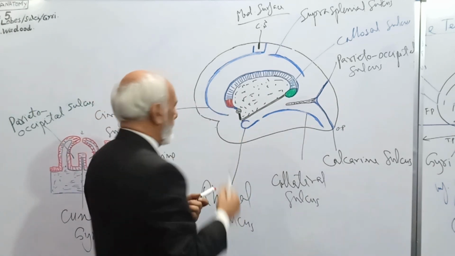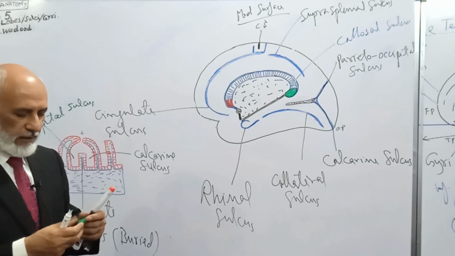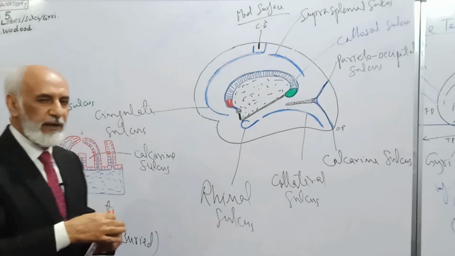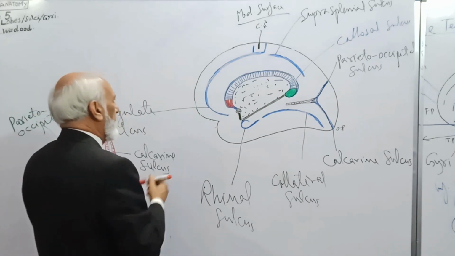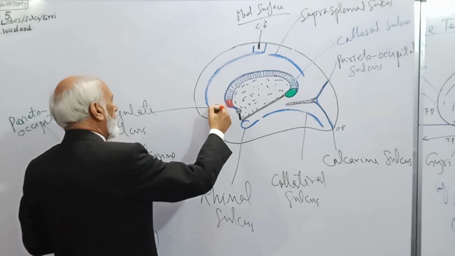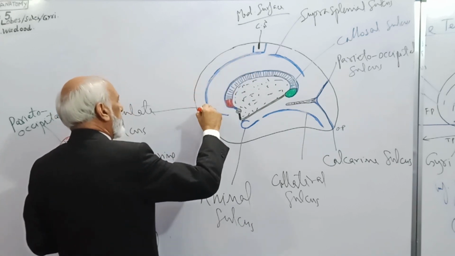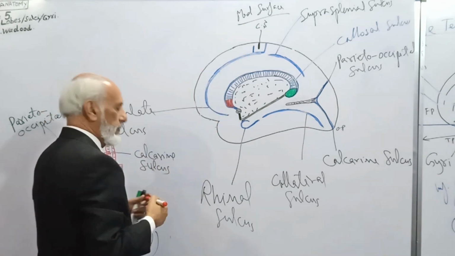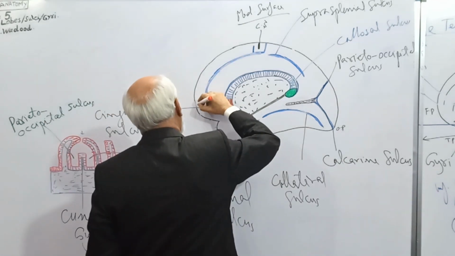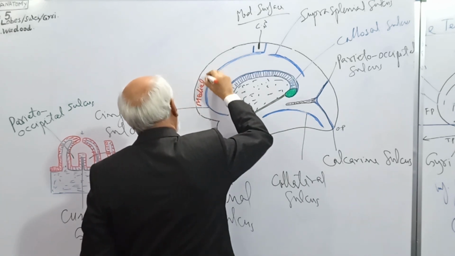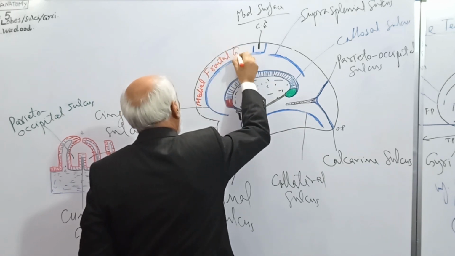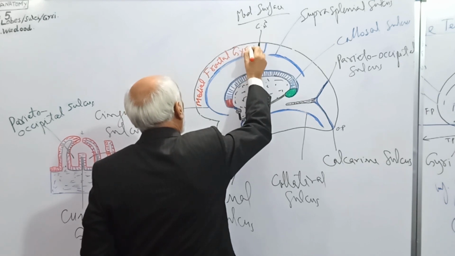Now these were sulci on the medial surface of the cerebral hemisphere. Now these sulci separate various gyri. Now this is a cingulate sulcus, and this gyrus which is between the cingulate sulcus and supromedial border is called medial frontal gyrus.